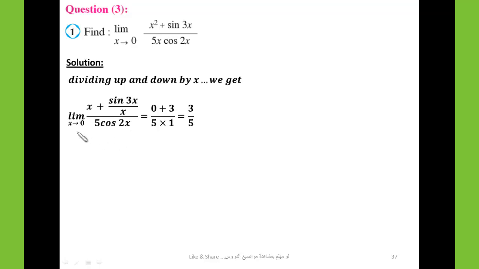Now, the limit of x when x tends to 0 equals 0. The limit of sine 3x over x when x tends to 0, by the rule, equals 3. When x equals 0, we have cosine of 2 times 0, which is cosine 0, and cosine 0 equals 1. So 5 times 1 equals 5. So the numerator will be 0 plus 3, which is 3, the denominator is 5, and the value of the limit equals 3 over 5.